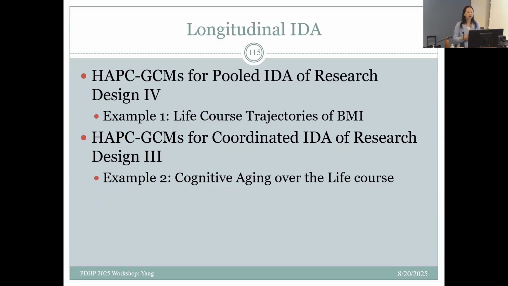And so longitudinal IDA then, it's vast in scope and kinds of choices you can make. So I will just showcase 2 recent studies that use different forms of IDA to do interesting analysis. The first one is using growth curve models for pooled IDA of research design 4 using BMI data across these 4 data sets. And then the second is a coordinated IDA of separate accelerated longitudinal panels using cognitive function as the outcome.